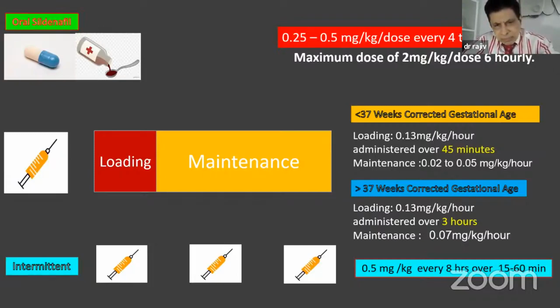So these are the recommended doses by evidence: less than 37 weeks, the loading and maintenance of 0.02 milligram per kilo per hour. Noting the point that the volume of distribution in a preterm baby is much different from a term baby, and a term baby is much more different than a full-term adult. So more than 37 weeks, the loading is around 0.13 milligram per kilo per hour, administered over 3 hours, and the maintenance is 0.07 milligram per kilo per hour. The target Sildenafil serum value must be at least 40 nanogram per ml.